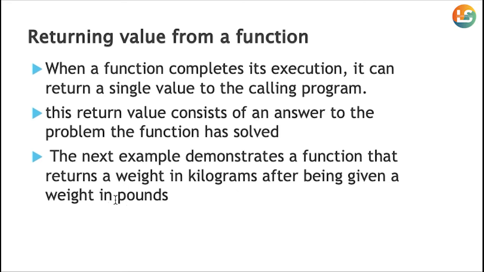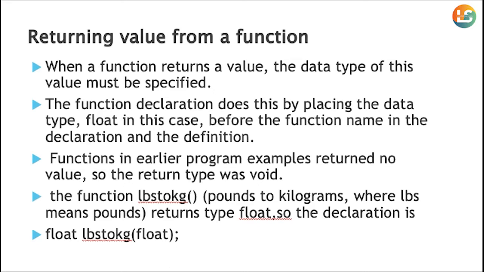When a function returns a value, the data type of this value must be specified. The function declaration does this by placing the data type, float in this case, before the function name in the declaration and the definition. The function in the earlier program example returned no value, so its return type was void. The function lbs to kg, pounds to kilograms, where lbs means pounds, has return type float, so the declaration is float lbs to kg float.